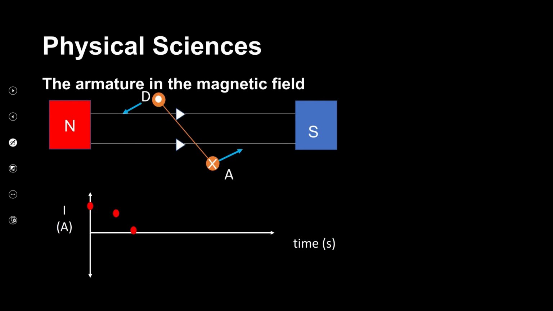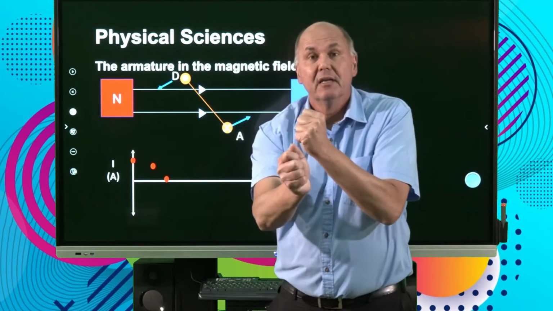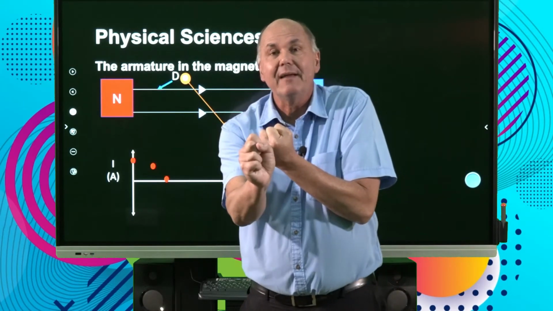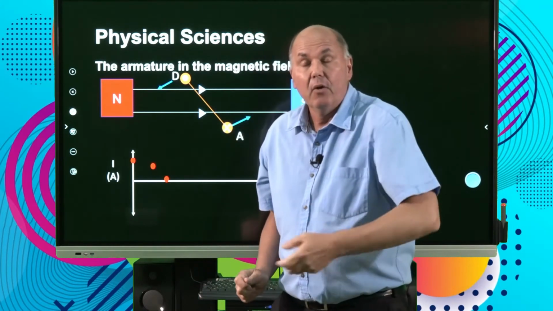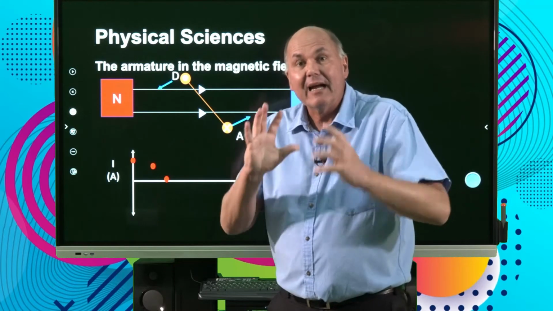At this point, D is now with the current coming out. Current is coming out at D, and it's going in at A. So there's been a switch in current. It's no longer going in the same direction. As this thing is spinning, we're finding that the current is changing.